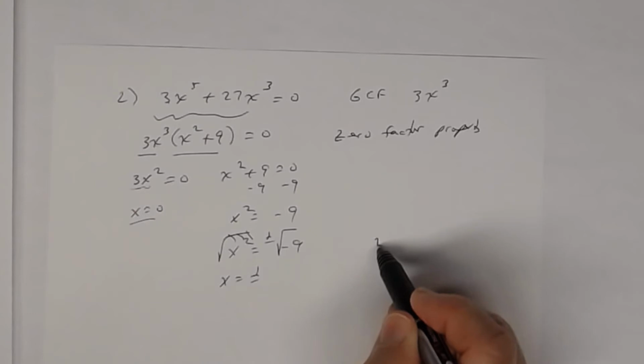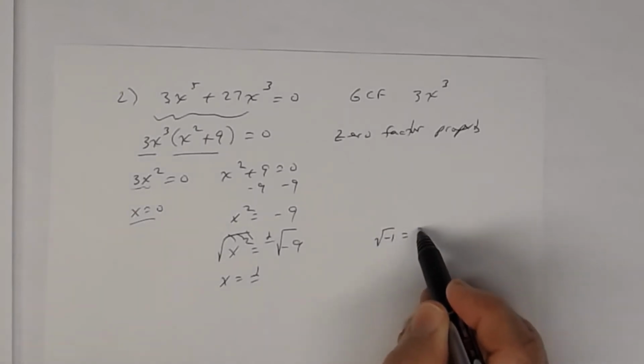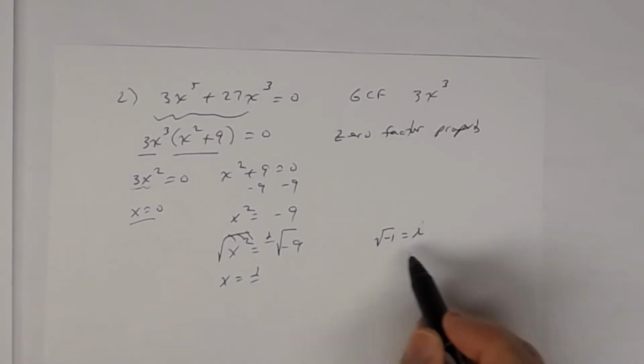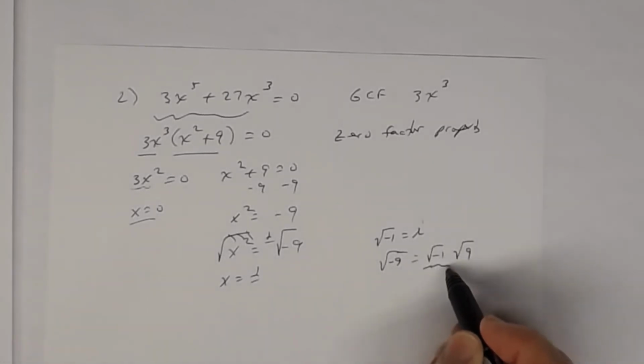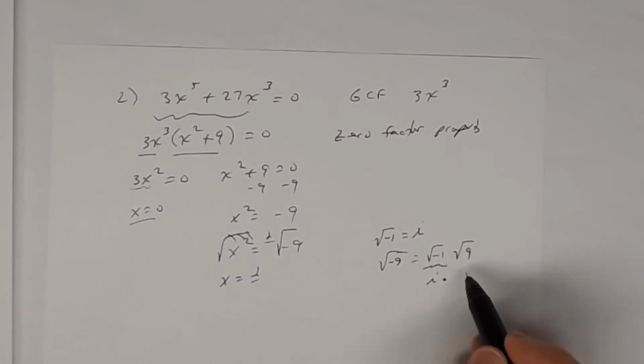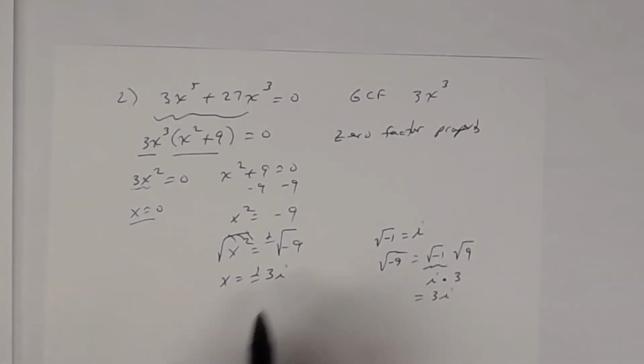And we know that the square root of negative 1 is equal to i, right? And so the square root of negative 9 would be the square root of negative 1 times the square root of 9. So the square root of negative 1 is i, times the square root of 9. 9 is a perfect square. The square root of 9 is 3, so this becomes 3i. So I get plus or minus 3i.